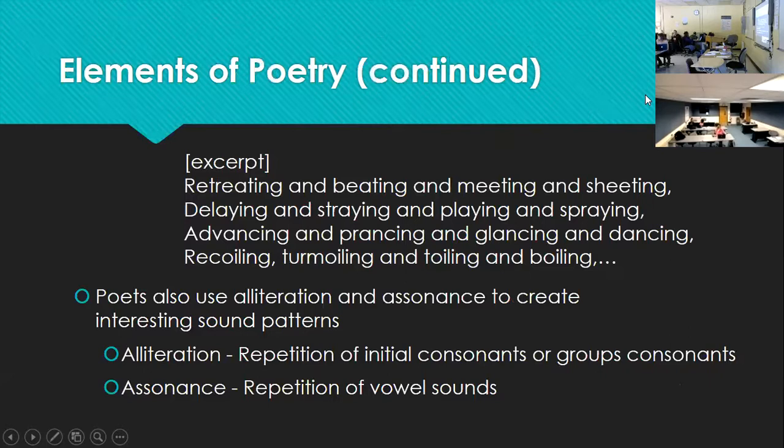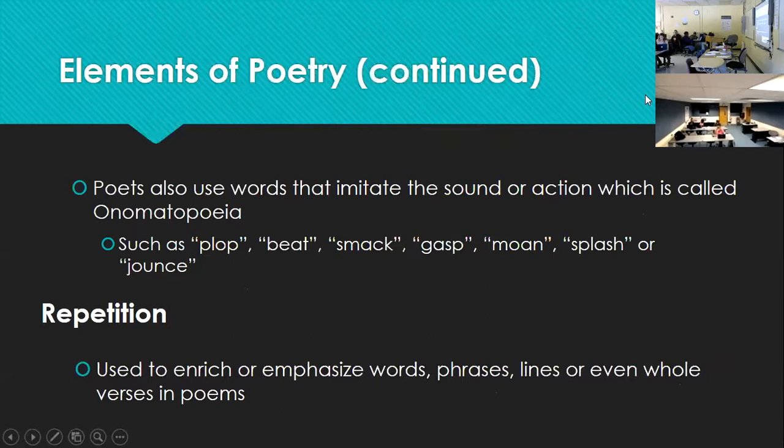Poets also like to use alliteration and assonance to create sounds. The alliteration is repeating the beginning consonants or groups of consonants. Assonance is where the vowel sound is repeated. Poets also use onomatopoeia, which imitates a sound or action with words, kind of like plop, beat, smack, gasp, as you see there.